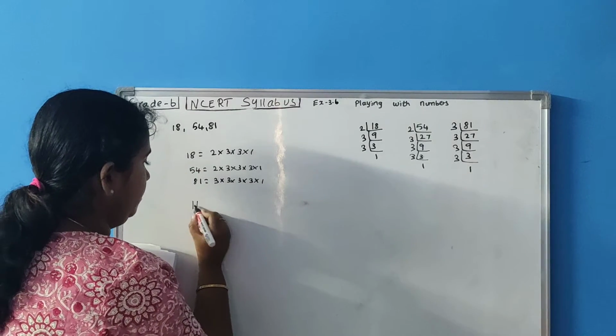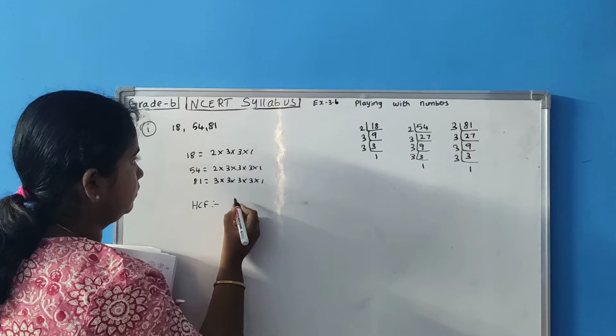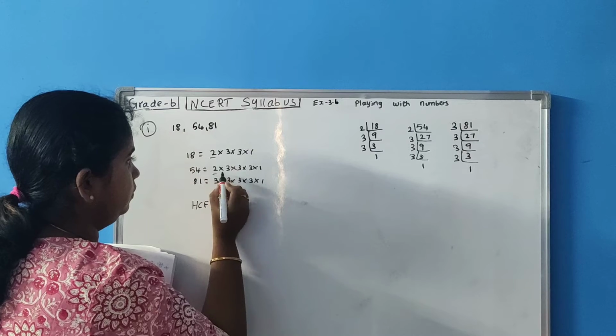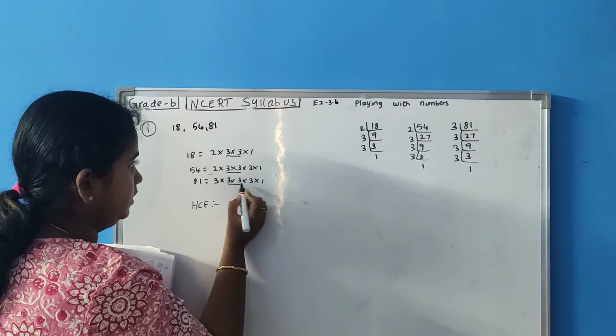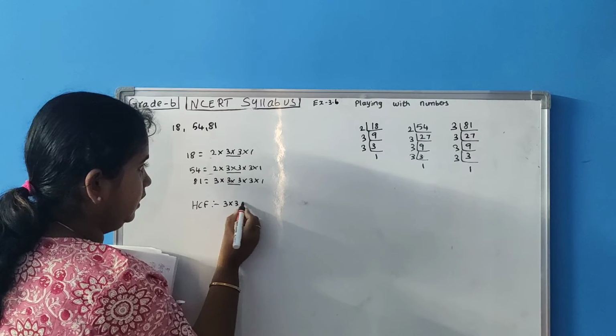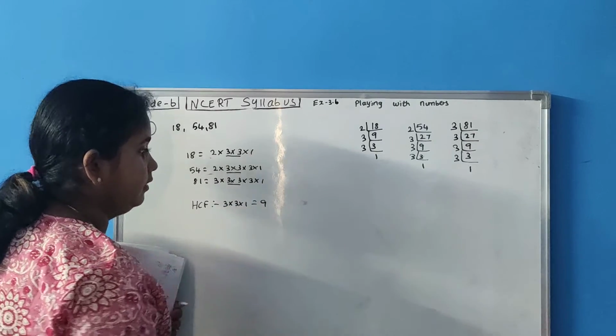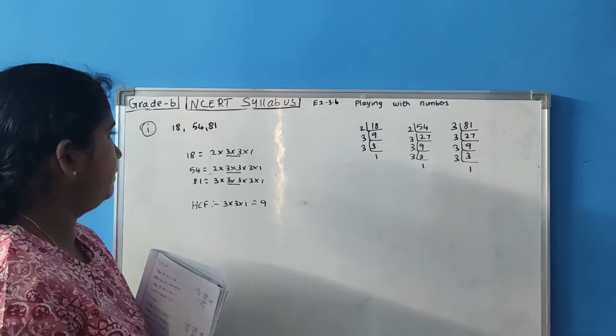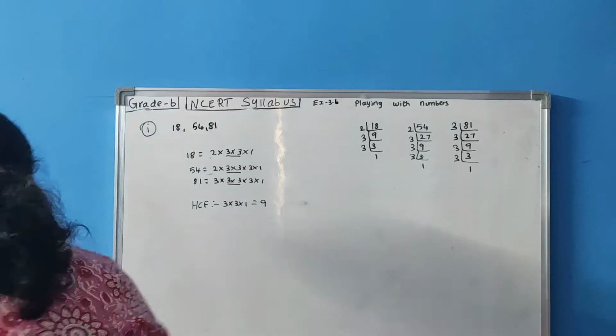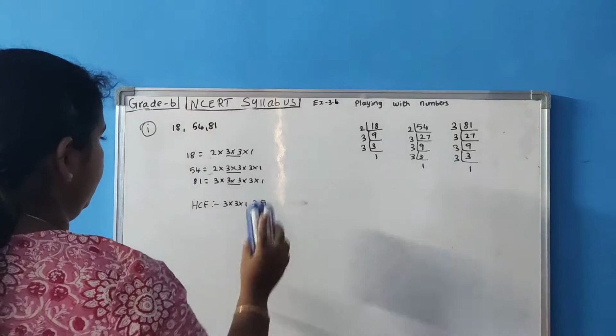Now write the highest common factor. 2, 2, no, 2 is not there in 81. 3, 3, 3. So 3 into 3 into 1, that is equal to 9. Okay, so this is the highest common factor for the given numbers. Okay, now we will move on to the next sum.